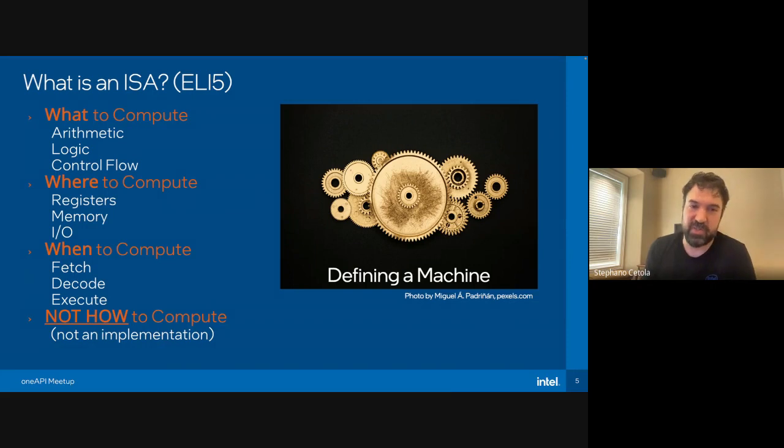And hardware engineers will often talk about machines. They'll talk about what is the state of the machine. And when they say that, in terms of an ISA, they're talking about three high-level concepts. What we're computing, so whether or not we're computing arithmetic logic, control flow; where we're doing that computation, whether we're doing it in registers and memories or I/O; and when we're doing that computation, the fetching, decoding, and executing of the instructions. But what we're not discussing with an instruction set architecture is how we do the computation.